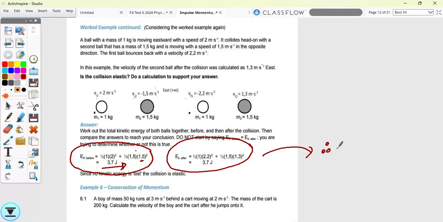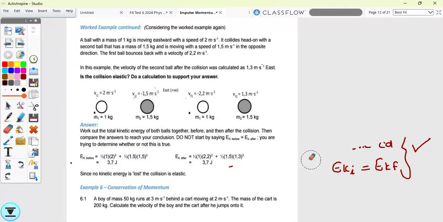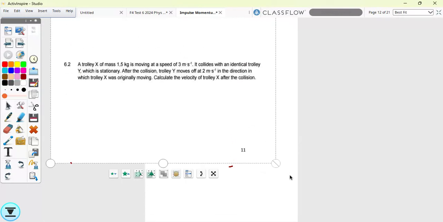And then you say, therefore, elastic collision, because EK initial is equal to EK final. Write that step in, because this is definitely going to get you that one extra mark. And don't do them in one calculation, ever. I've seen too many people lose marks for that. So don't do that. Okay, so let's do an example and then we can look at the test.